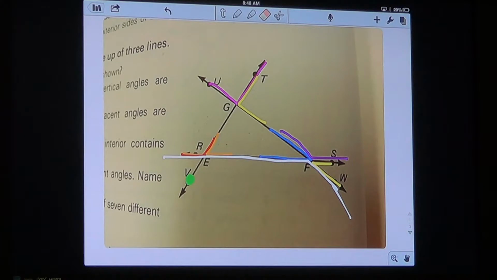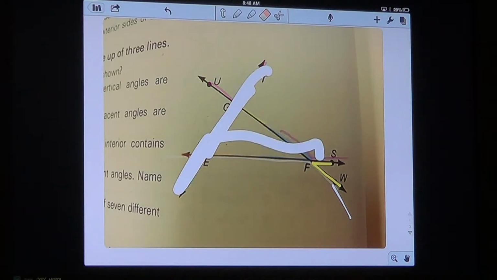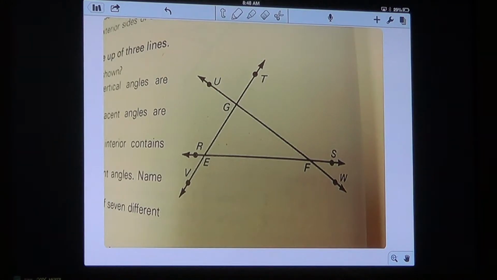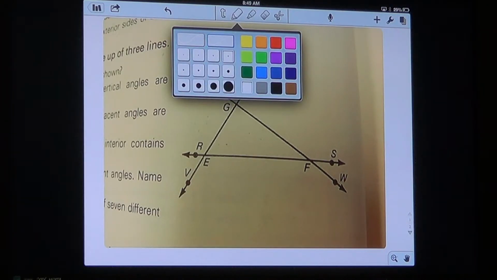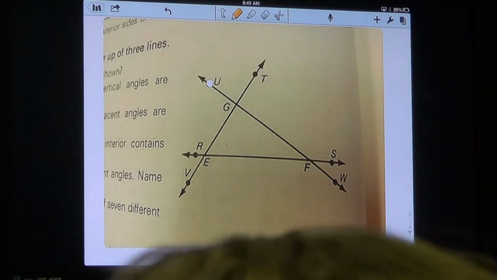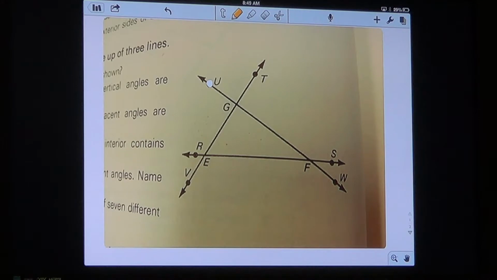Maddie? Sorry, can you do 22? Number 22: name the angle whose interior contains point U. Okay, so here's U. So what angle would contain that in its interior? Aaron? UG. The fact that you said U in it tells me it's probably not gonna be it, because it can't be on the angle itself. You know? RET, yes. That would be the one.